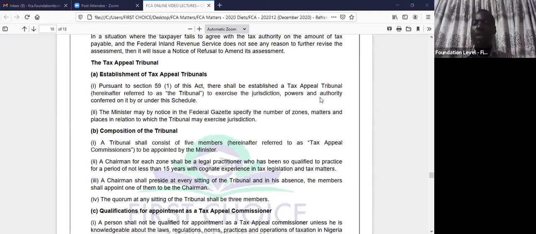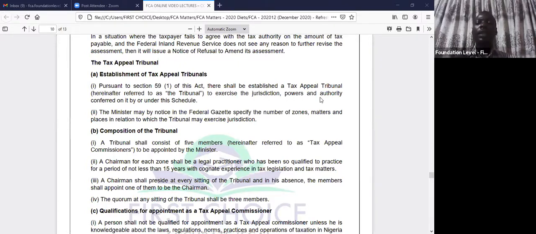So you see, we have 6 zonal tribunals, plus the 2 standalone, which is 8 zones making up the tax appeal tribunal. And if you have any issues, you usually go to the zone covering your area.